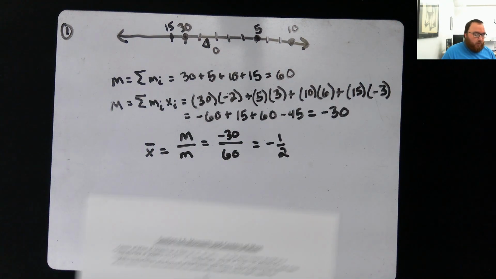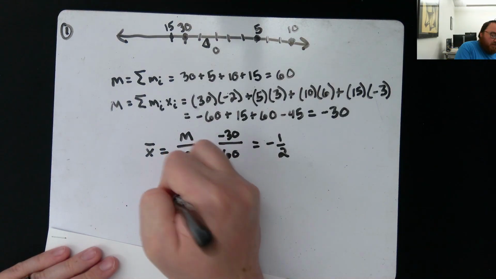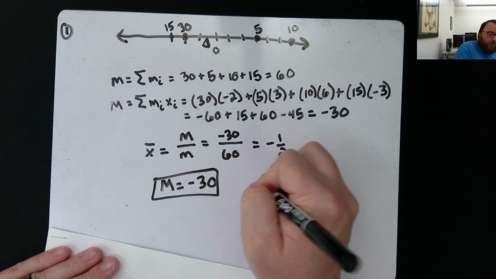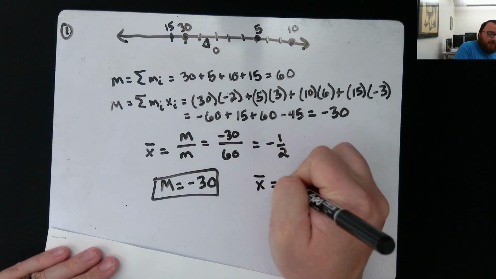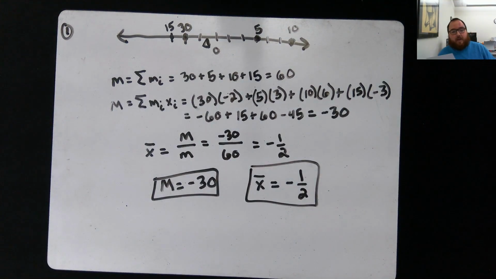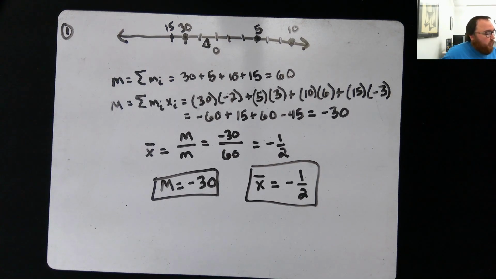So the question asks for the moment. The moment was -30, and it also asks for the center of mass. The center of mass is -1/2. Easy as that. So far, this one doesn't have any calculus stuff yet, right? This is all just knowing how to add, so it's not that bad. Let's go on to example number 2, which is kind of the same thing.